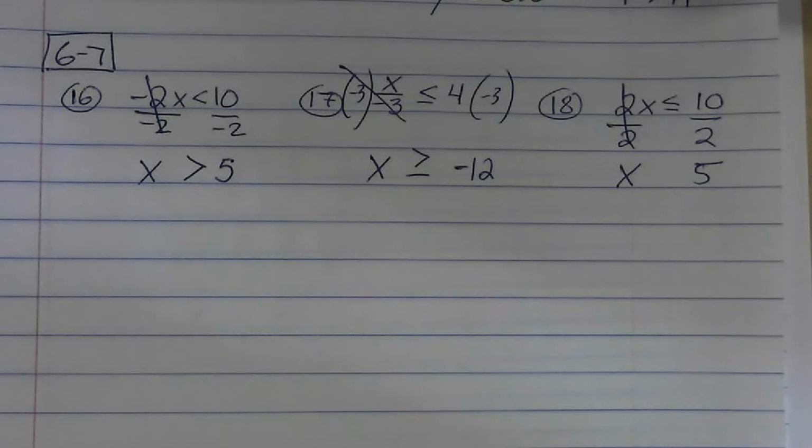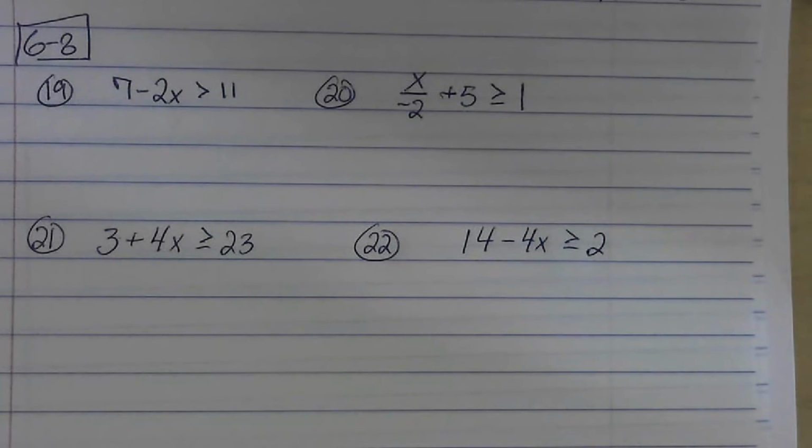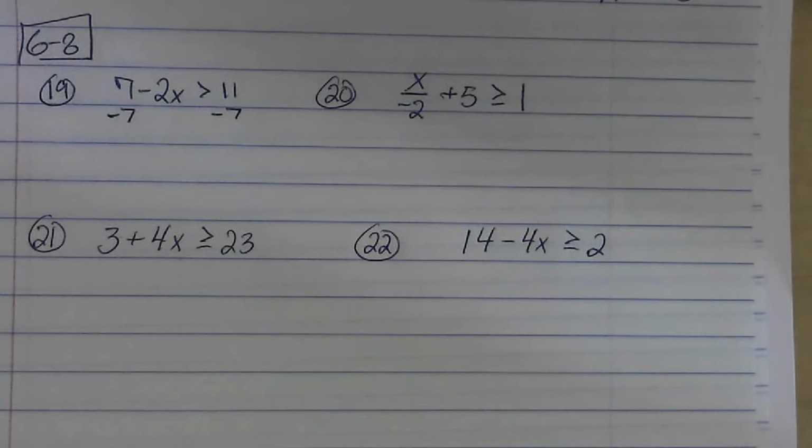In problem 18, I divide both sides by 2. Now, I divided by a positive number, so the inequality symbol stays the same. Next up, the last section, Chapter 6, Section 8. Okay, press play when you think you're ready.